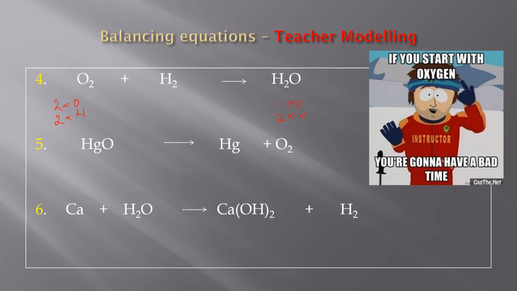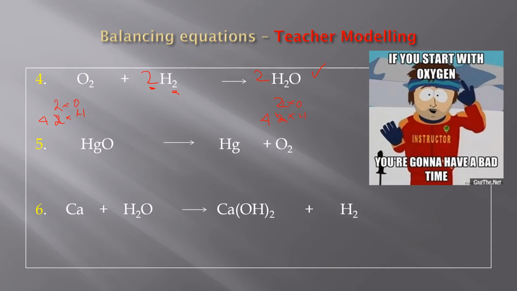So what do I have to do? I'll put a 2 in there, and that will give me double the number of oxygens. So that's cool, but it now gives me 4 hydrogens. So if I put a 2 in here now, 2 times 2 is 4 hydrogens. Now we have a balanced equation. Alright, let's look at the next one.